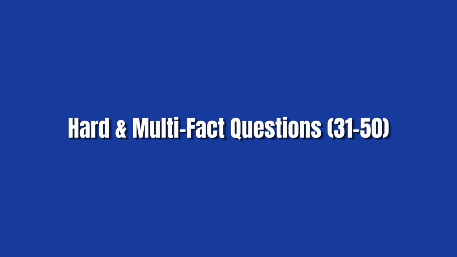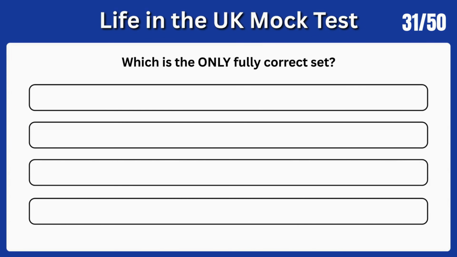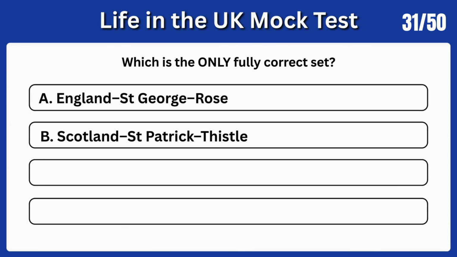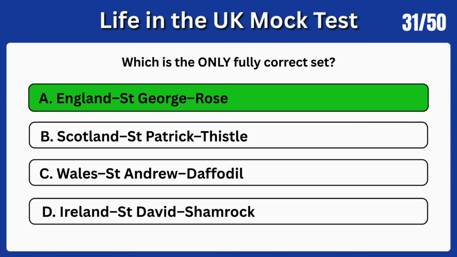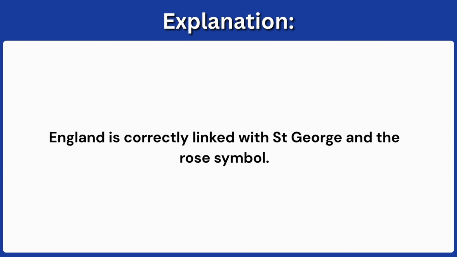Hard and multifact questions 31 to 50. Question 31. Which is the only fully correct set? A. England, St. George, Rose. B. Scotland, St. Patrick, the Thistle. C. Wales, St. Andrew, Daffodil. D. Ireland, St. David, Shamrock. The correct answer is A. Explanation. England is correctly linked with St. George and the rose symbol.